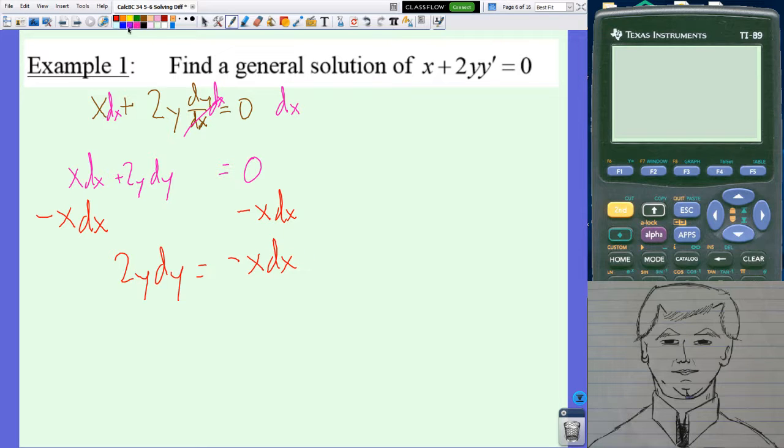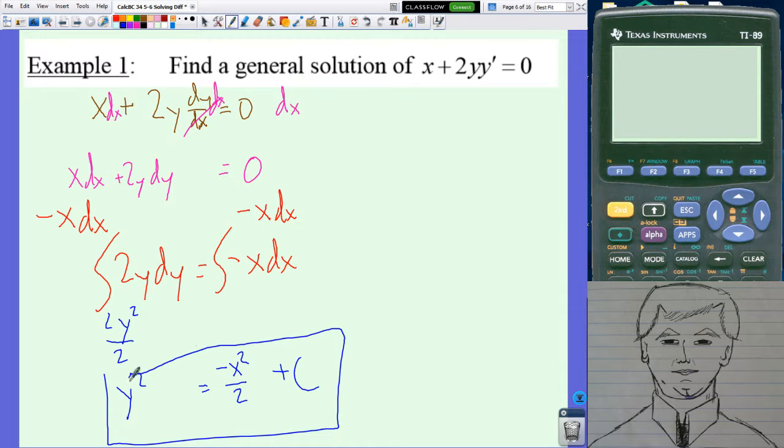At this point, since everything's separated, I can integrate. The integral of 2y is going to be 2y squared over 2, which just reduces to y squared. On the other side, negative x becomes negative x squared over 2. And we need to have a plus c somewhere. Let's put it over here. Could have put it here. Whatever. So there is a general solution for this differential equation.